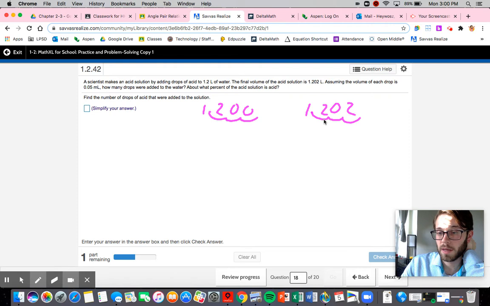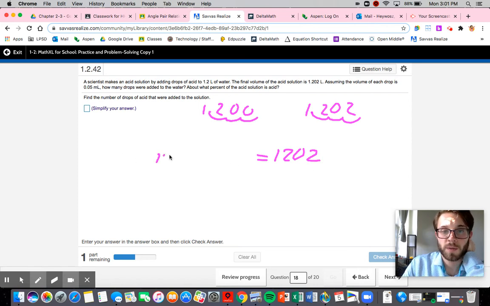1202 milliliters. And to look up the conversions, you can just look up how to convert from liters to milliliters, because we're going to the right, essentially. We're getting smaller, so we need to move the decimal place to the right. Okay, so we're being told that the final volume is this. So this is our final volume.